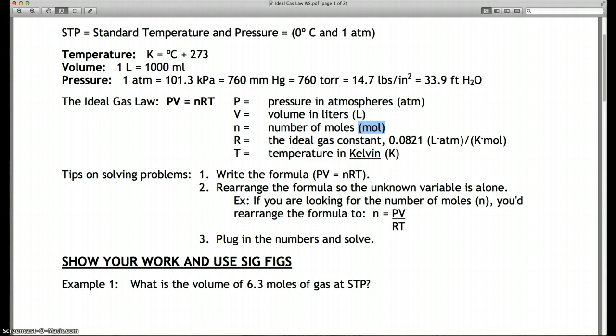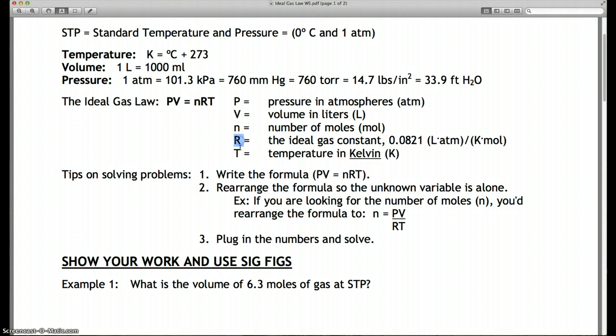N in PV equals nRT stands for moles. Now, one variation of the types of questions you're going to see is, I might not give you moles, I might give you grams. And you would have to convert grams into moles, which we've done dozens of times in this class. So if you ever see grams, know that that's related to moles.